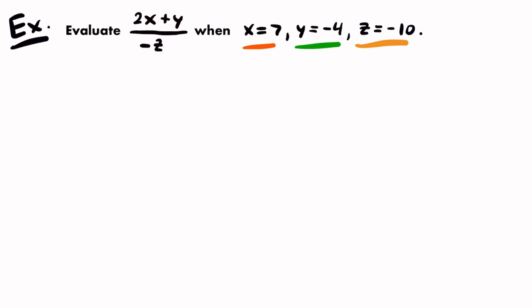And so what we will have here is 2 times x, which is 7. So we're multiplying 2 by 7, and then we're adding y, and y is equal to negative 4.